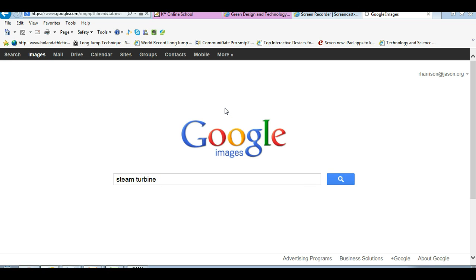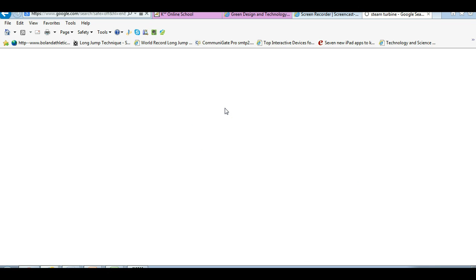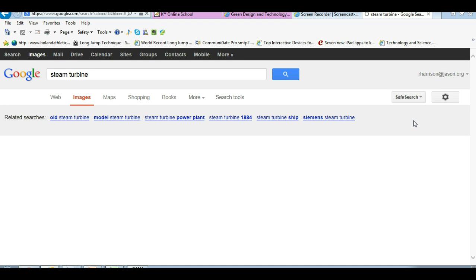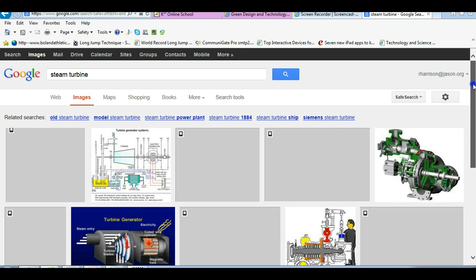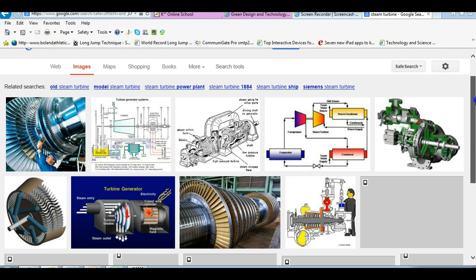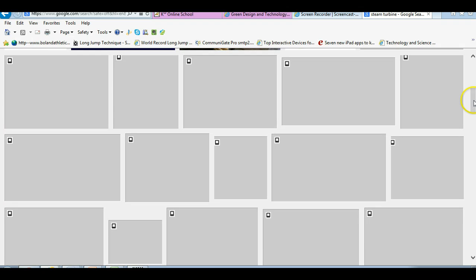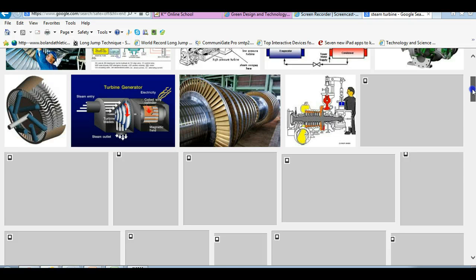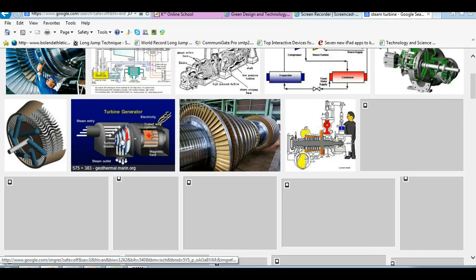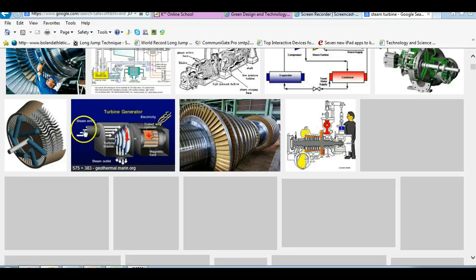Steam turbine. Just to give you a picture of what one looks like. Now these are kind of confusing, aren't they? Actually, this right here probably gives you the best picture. If I click on that, you see what happens: the steam comes in, and then it turns these blades. These blades turn the coiled cylinder that has a copper and magnet, and that makes electricity. So there's the steam turbine generator.